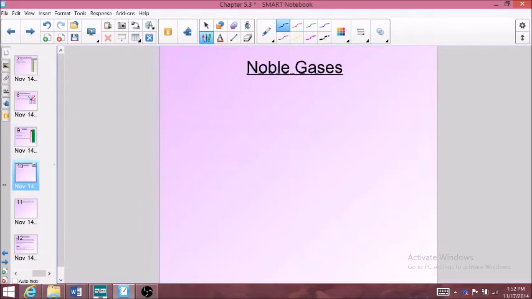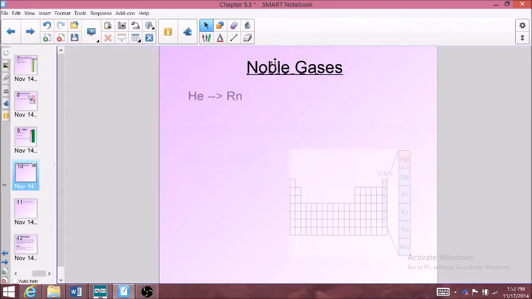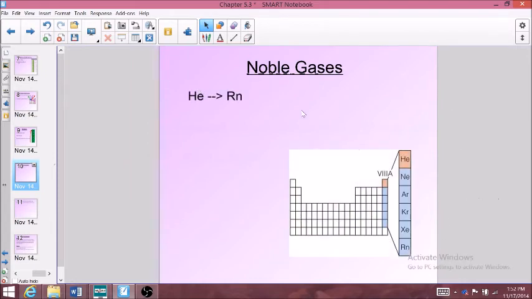The noble gases are in the last group, group 18, and they consist of helium all the way down to radon. These have 8 valence electrons, all except for helium. Helium only has 2. He's kind of a weirdo. But they're all very unreactive. That is something that they have in common.